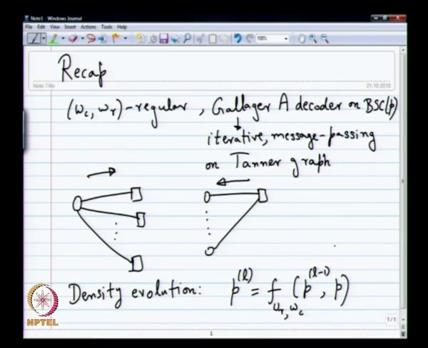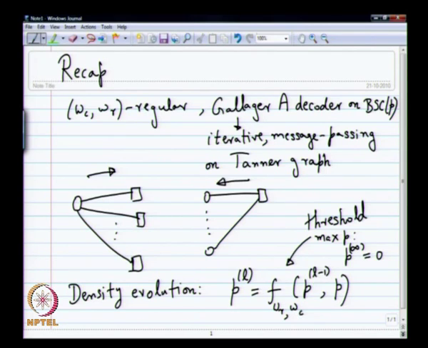Another crucial property for this iteration is the threshold property. What is the threshold property? You can show that there is a p star such that p infinity is 0. Let me write this a little more clearly. The threshold is the maximum p such that p infinity is equal to 0 in this iteration.